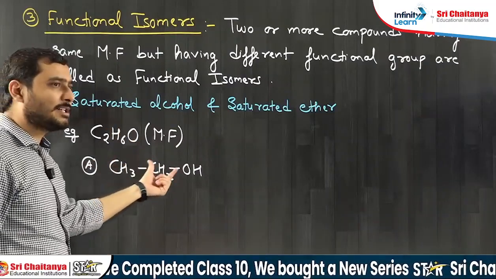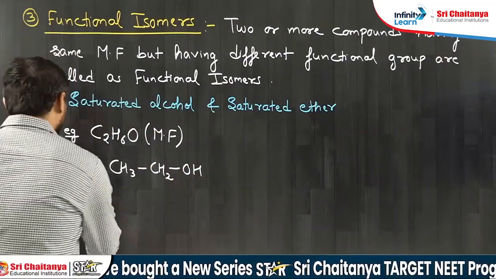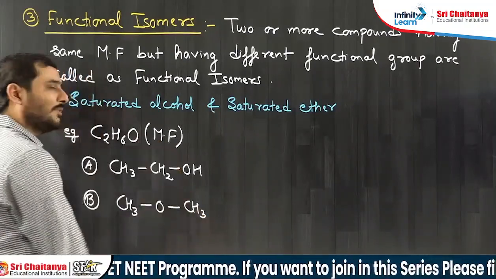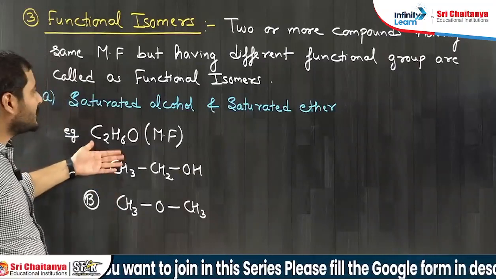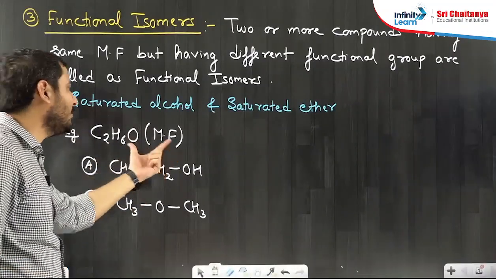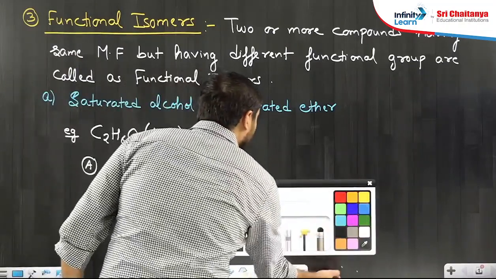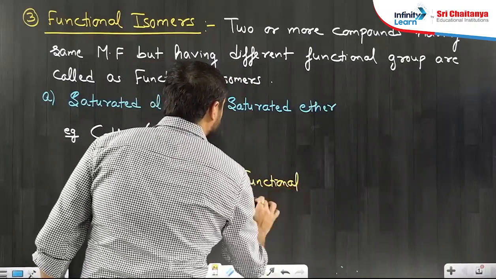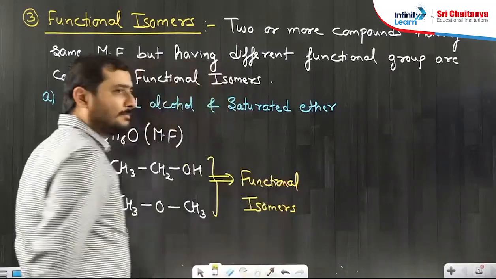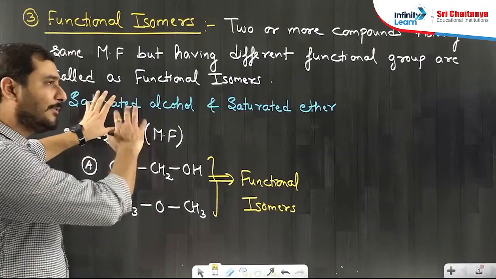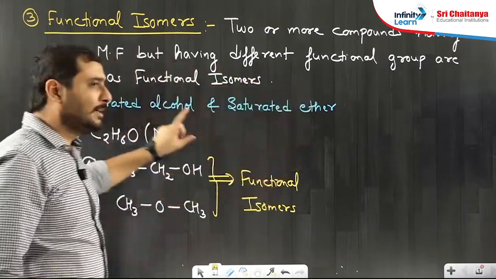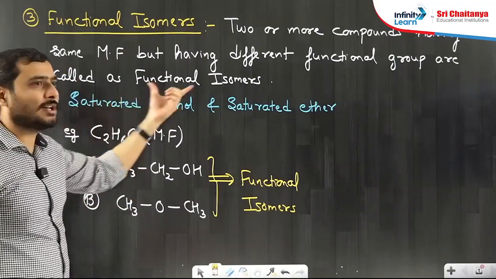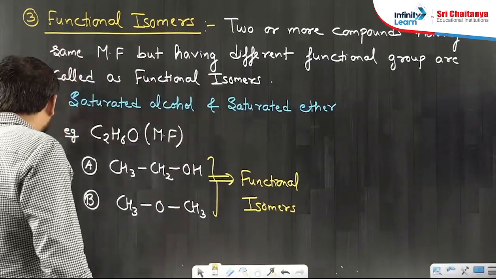And what is structure? CH3, CH2, OH. So it means what we have written? Saturated alcohol. And next if I write CH3, OCH3. So what we have written? Saturated ether. Now both compounds have same molecular formula but functional group is different. One is alcohol and one is ether. So what is the relationship between A and B? These compounds are functional isomers of each other. So compound having saturated alcohol, it has also one isomer which is saturated ether. So these two classes of compound, first example is for which isomer? Functional isomers. Any doubt in this? Saturated alcohol, saturated ether?